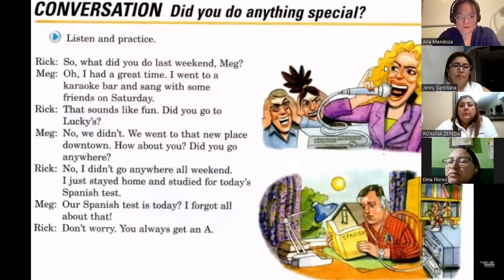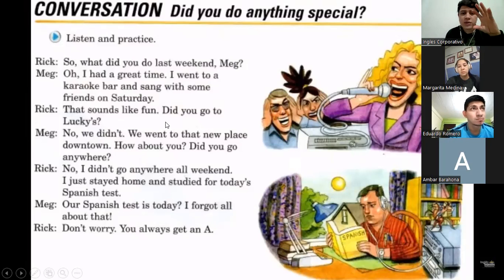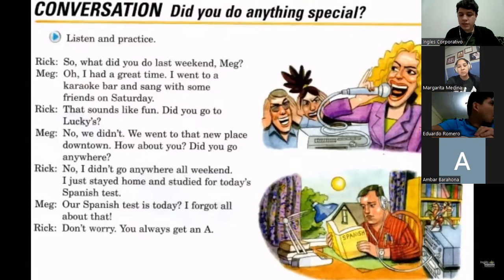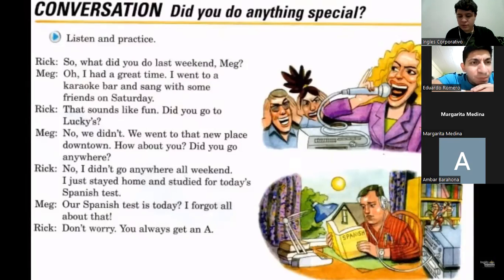But besides that, with your partner, you are going to look for all the verbs that are in past, okay? All the verbs that are in past. I'm going to send you this picture. You can also take a screenshot or a photo if you want, but I'm going to send it to the WhatsApp group, okay? So guys, lo que vamos a hacer, primero vamos a practicar speaking. Luego, con su compañero, van a buscar todos los verbos que estén en pasado, okay? En pasado, y los van a anotar, okay?